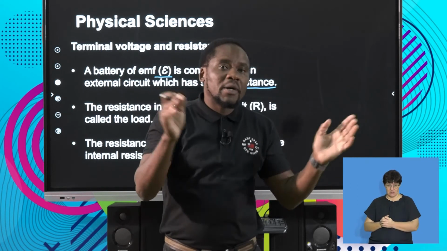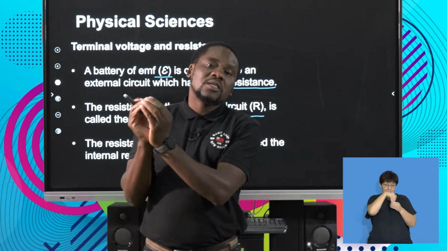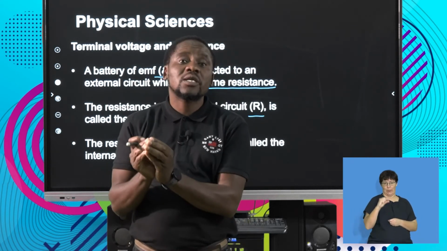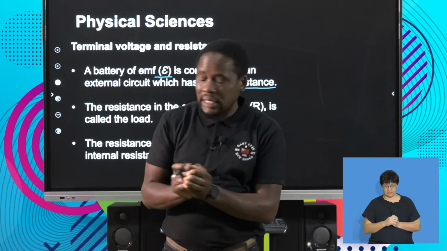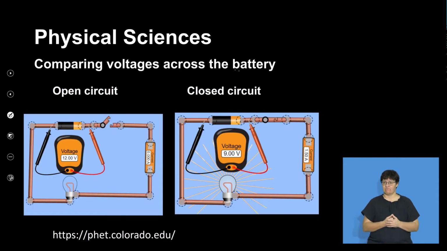It could be a bulb, it could be anything, right? And then with the battery, the internal resistance is denoted by a small letter r, right? Okay. And then what else did we manage to realize? The difference in terms of the measurements.